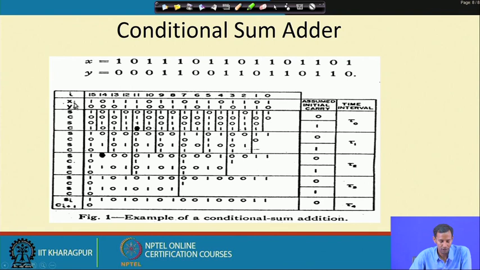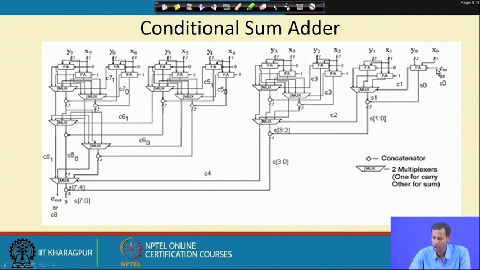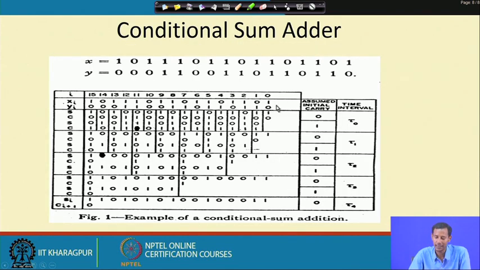So, whenever I consider this particular example, for the LSB position, if I just go back, this is y0 and x0 and this will be added with C in. So, here C in is 0. That means whenever 1 and 0 is there as the input of x 0 and y 0, at that time sum will be 1 and carry will be 0.